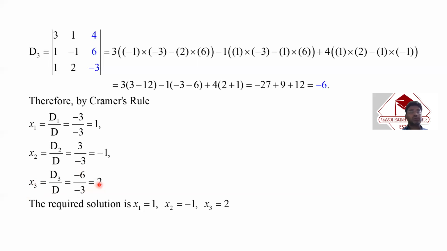Okay. So last line, don't stop here. You should write the required solution is x1 is equal to 1, x2 is equal to minus 1, x3 is equal to 2. So this is all about Cramer's rule. Try to solve some questions based on this knowledge, so that you can check yourself whether the knowledge is clear or not. Okay, thank you.